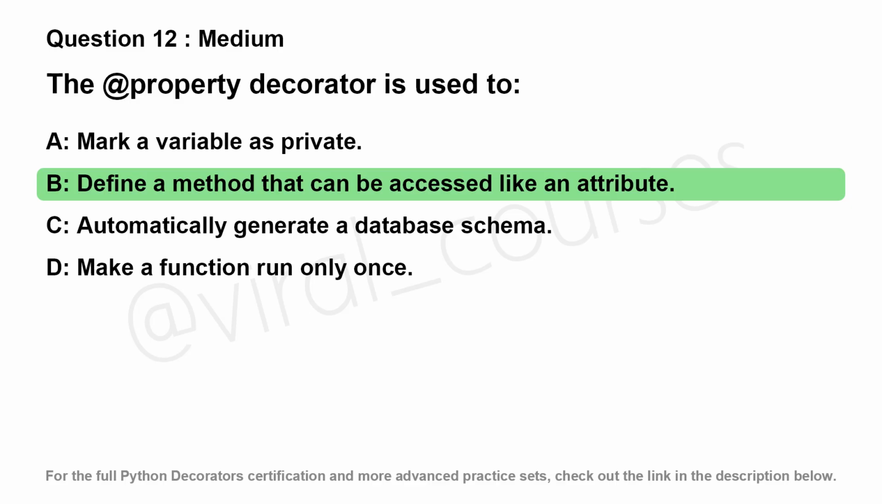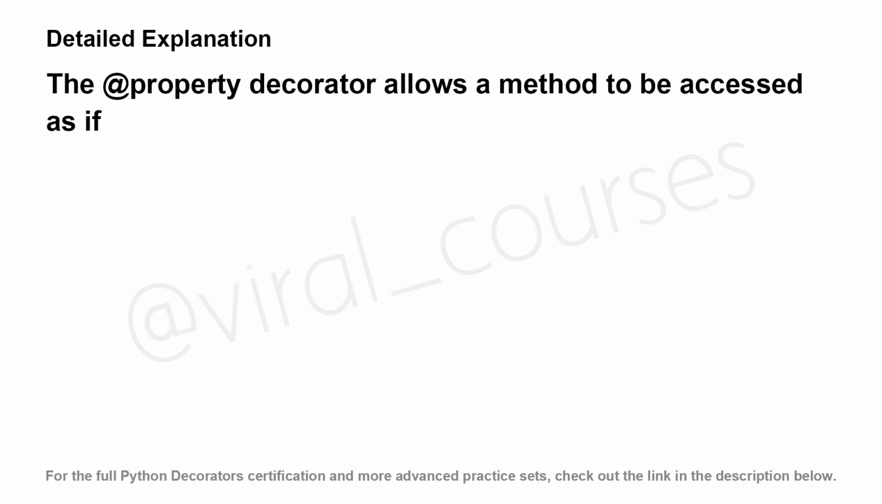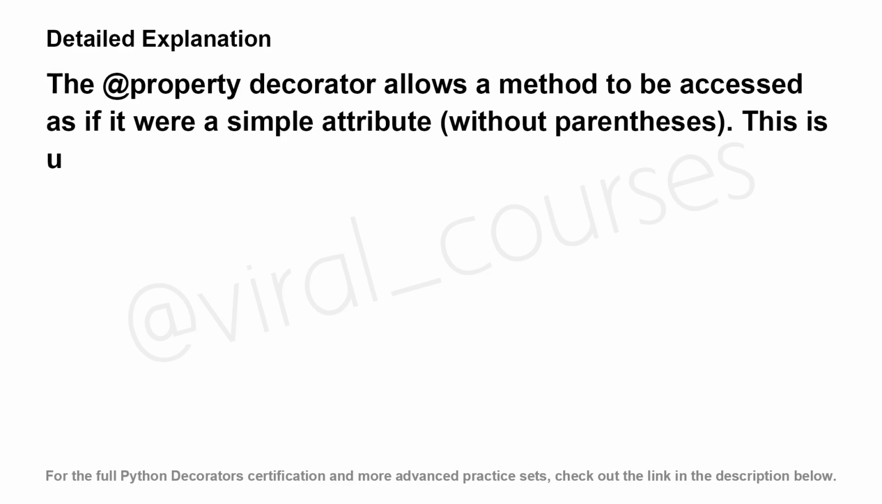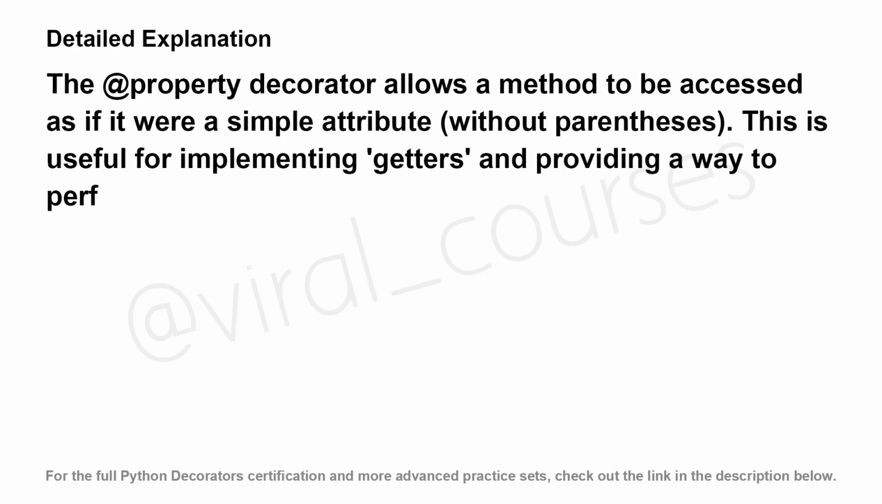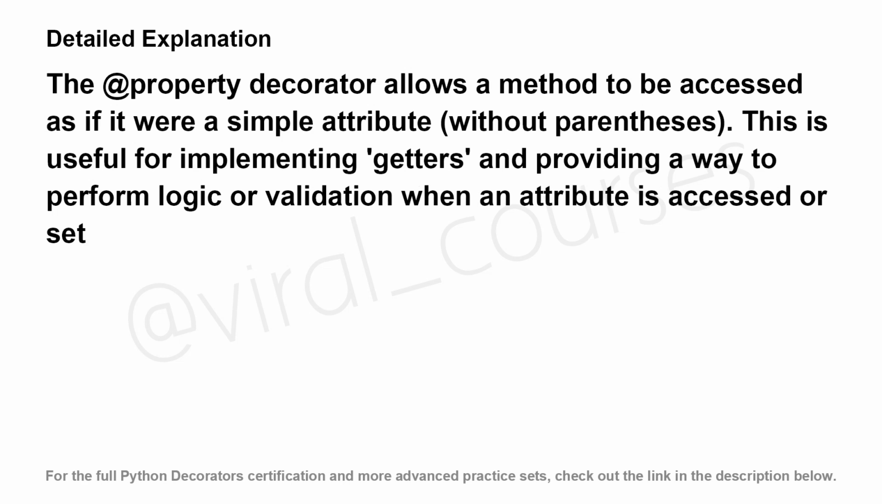The correct answer is B. The @property decorator allows a method to be accessed as if it were a simple attribute, without parentheses. This is useful for implementing getters and providing a way to perform logic or validation when an attribute is accessed or set.